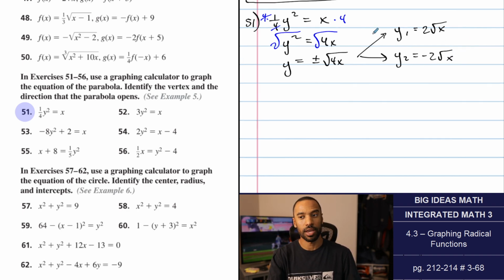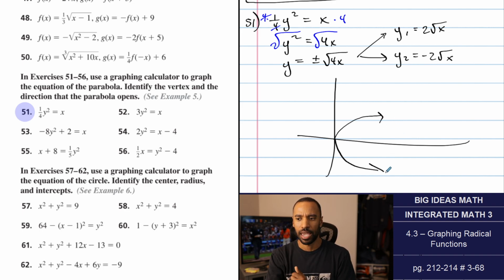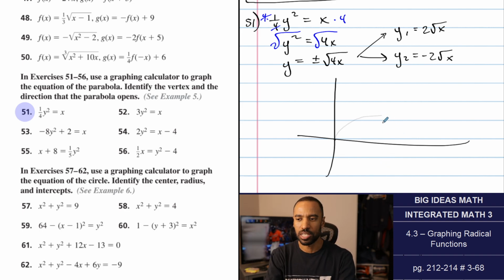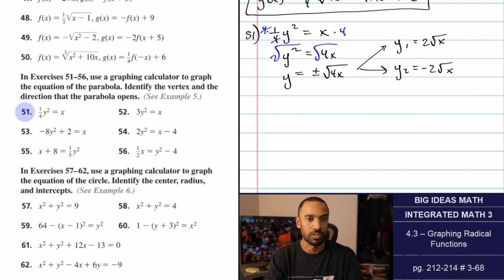I'm going to tell you right now, guys, this graph is going to open up to the right. The only thing is I can't tell here, I think it's going to be a little fat. Yeah, it's going to be a little fat like that and look that direction. So expect to see that kind of graph here. We're going to go to the graphing calculator and check them out, but we've got to plug them into two equations.